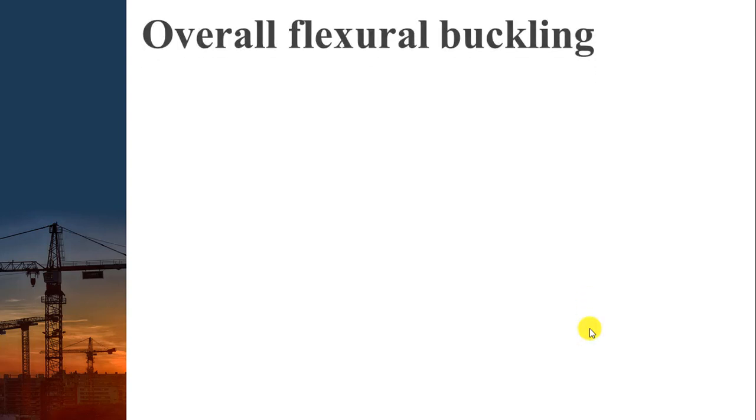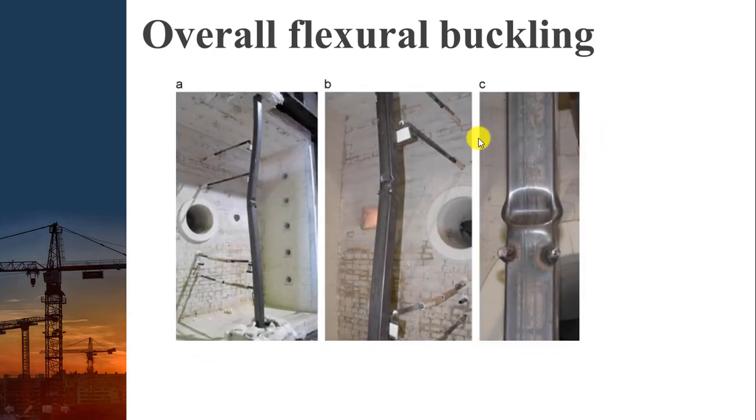Then overall flexural buckling. Already we have discussed what is that overall flexural buckling. Means when the complete column is getting buckled, like here you can see in the first diagram, this complete column is buckled. So that is overall flexural buckling. And then at this central portion, what is happening, that is shown in the further diagrams.